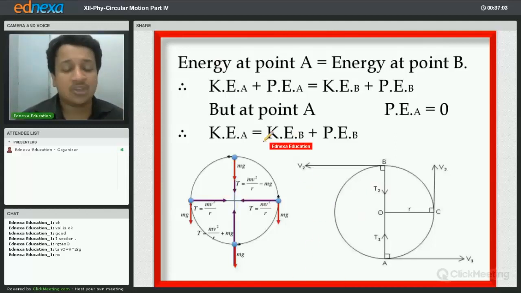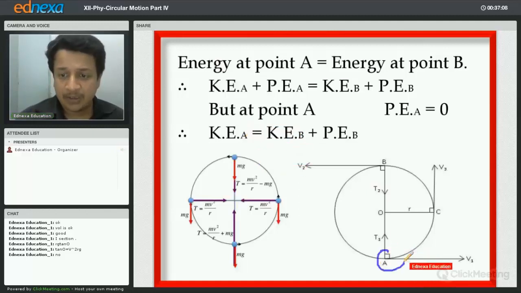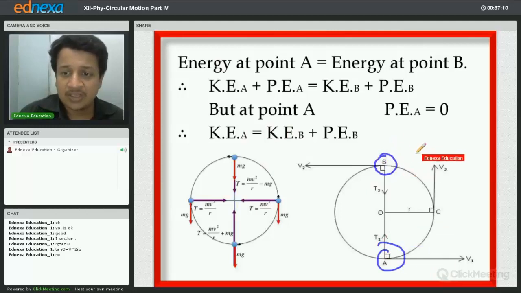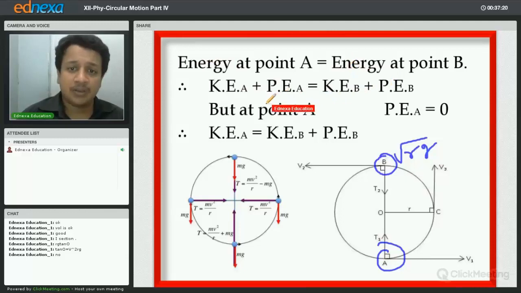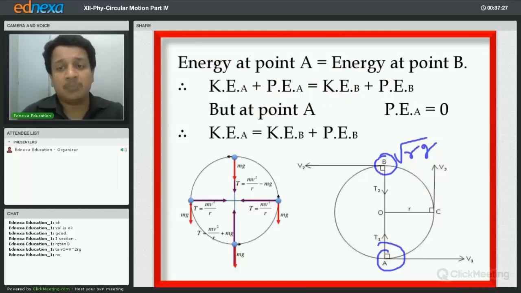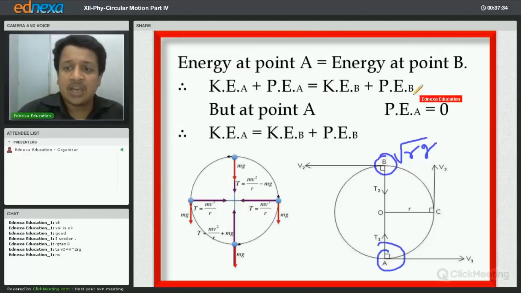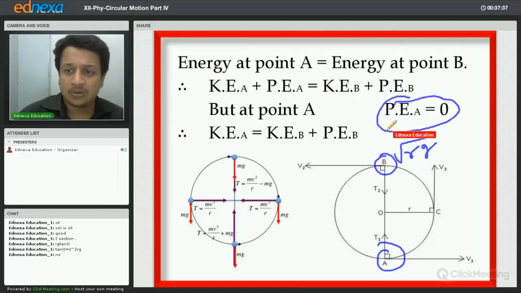Okay, then what do we want to find out later? We want to find out velocity at point A. We found out velocity at point B. How much is it? Root rg. So to find out velocity at point A, energy at point A is equal to energy at point B. That is, kinetic energy at point A plus potential energy at point A is equal to kinetic energy at point B plus potential energy at point B. But potential energy at point A is 0.